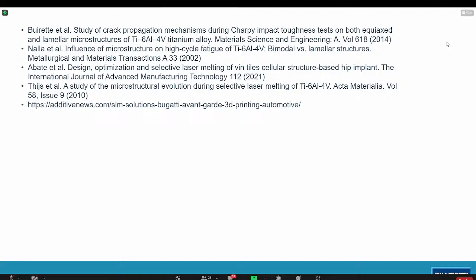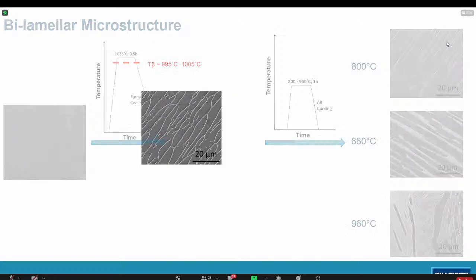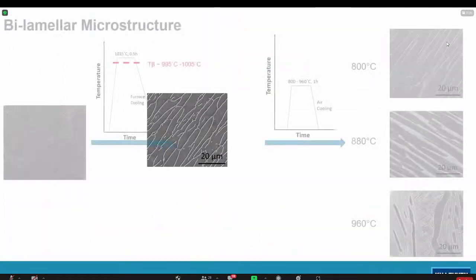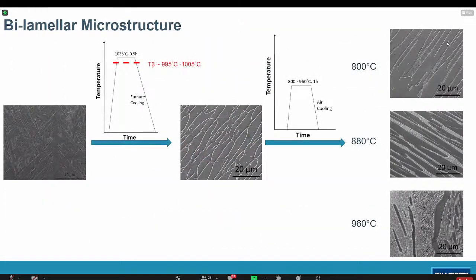Okay, if I may, I have a few questions that I would like to ask. So as part of your duplex heat treatment, you chose to go in the first cycle above the beta transus temperature. What was the reason for that?